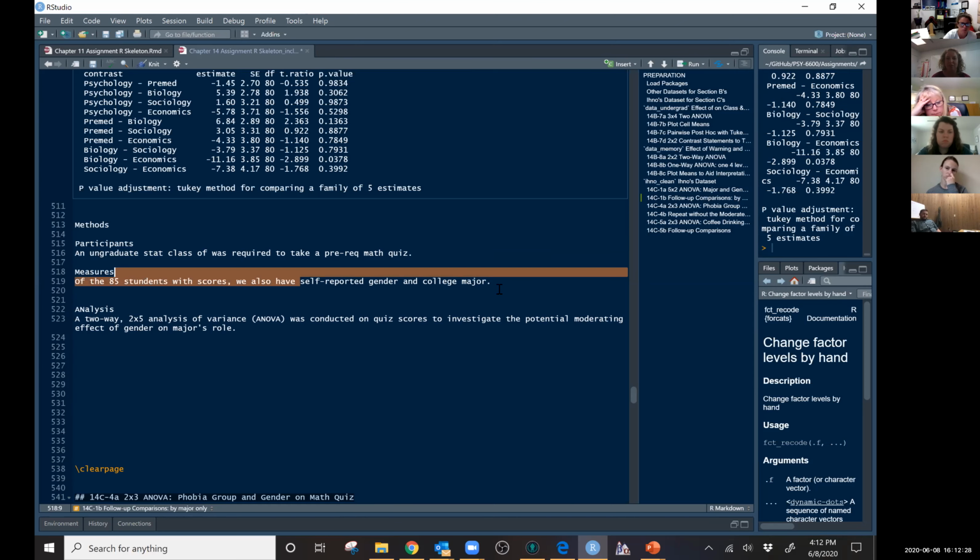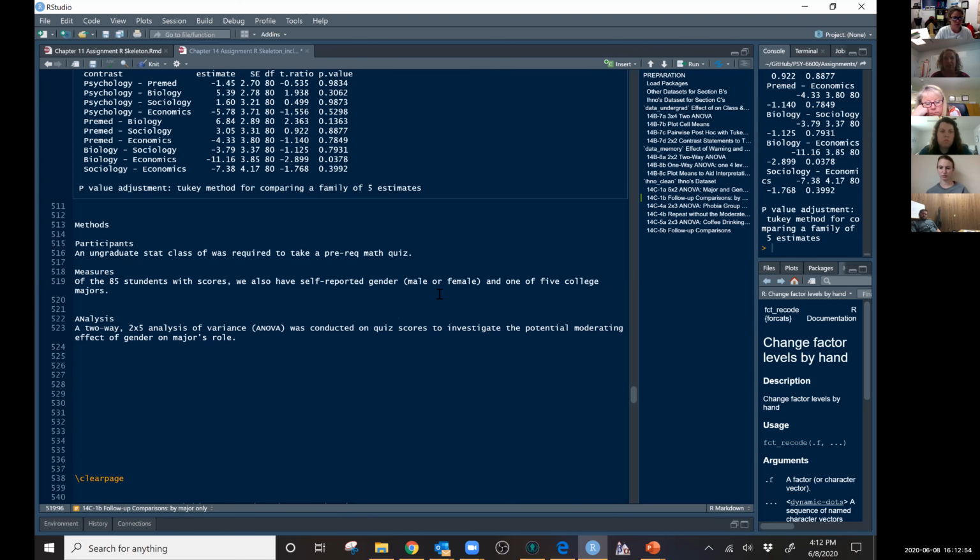But here we have about the other majors. And here we could say male or female, because it could have been other categories, right? And then here we could say, and 1 of 5 college majors. We need to somehow let the reader know that we had 2 genders and 5 majors. One way to do it is in sentences. Another way is if you have a table.